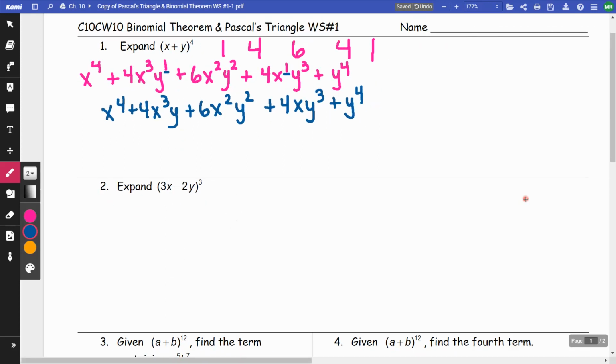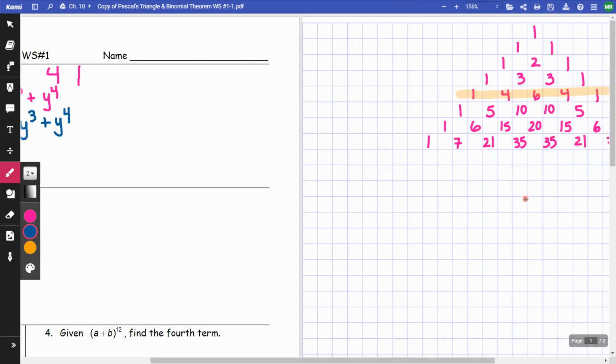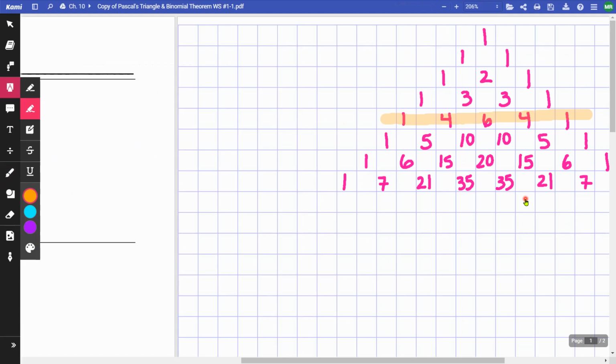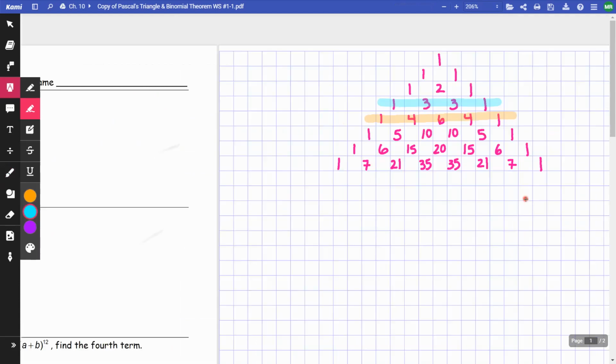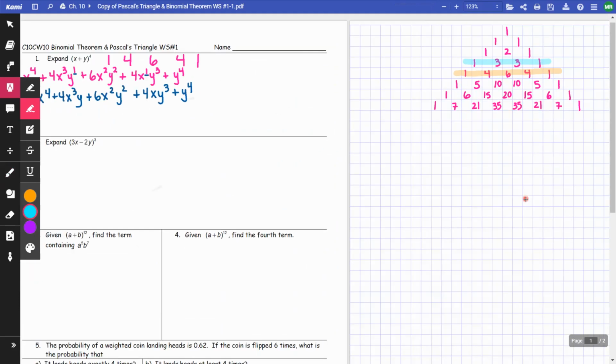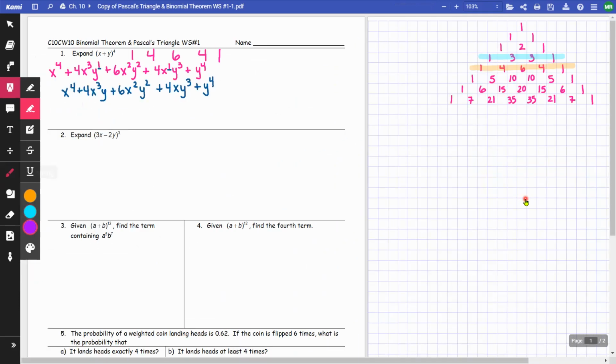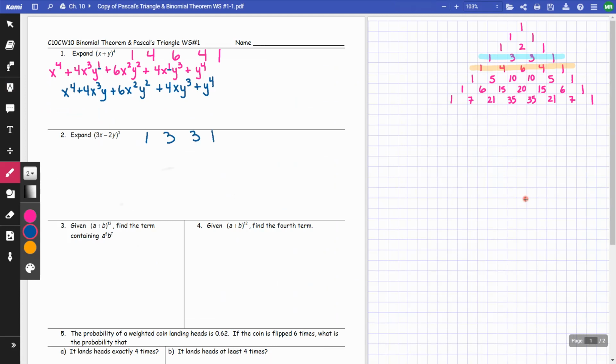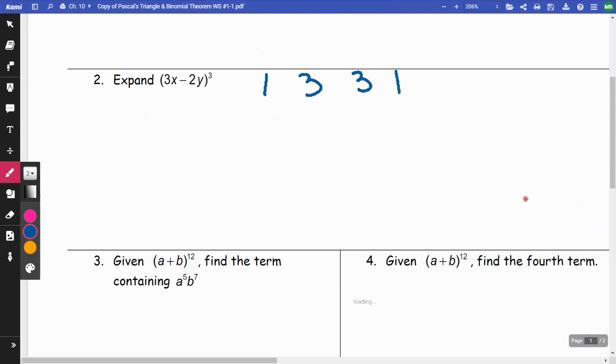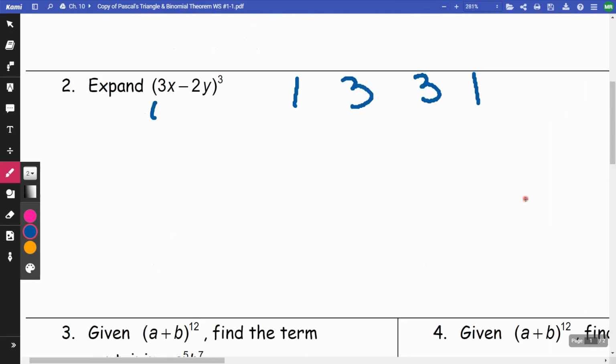Okay, the next one is a 3. So I am going to be using this row 1, 3, 3, 1. That's what I'm going to be using. So let me jot that down here. Okay, I'm going to be using 1, 3, 3, 1. Now in this case, I am going to be dealing with a 3x and I'm going to be dealing with a negative 2y.